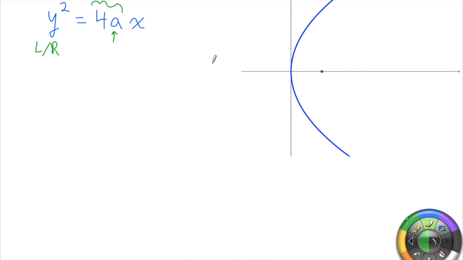If it's positive, it'll go to the right. If it's negative, it'll go to the left. If it was x squared first, then if it's positive, it would go up, and if it's negative, it would go down for the vertex. And then the directrix would be its opposite direction.